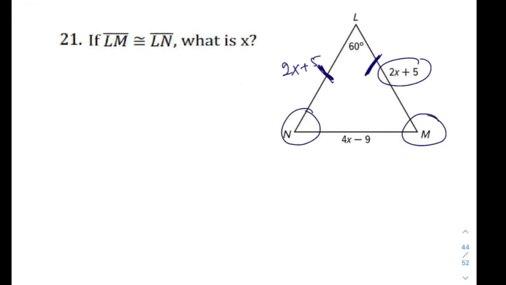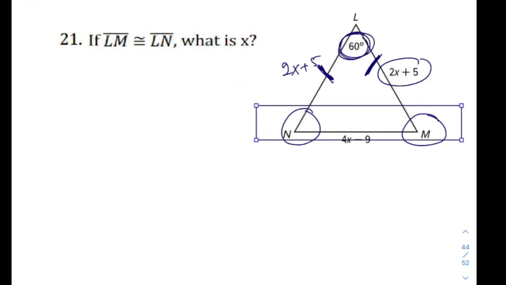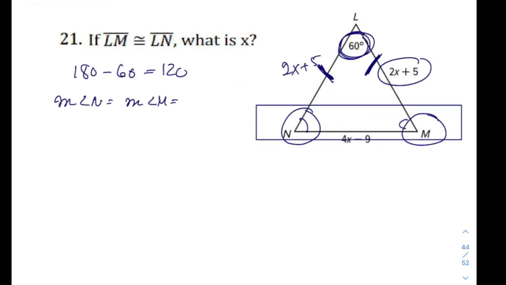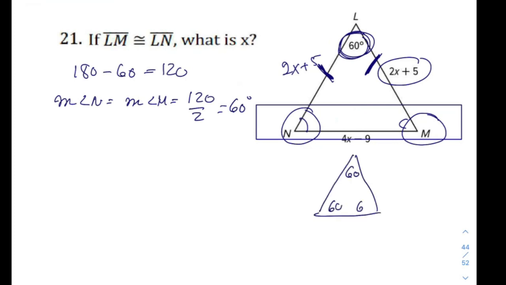Now we have one angle given, which is 60. That means these angles together will form 180 minus 60, which is 120, and they will be equal since these sides are congruent. Each of them, so measure of angle N is equal to measure of angle M is 120 divided by 2, which is 60. Now we end up with 60, 60, 60, and this is an equilateral triangle. That means all sides are equal.